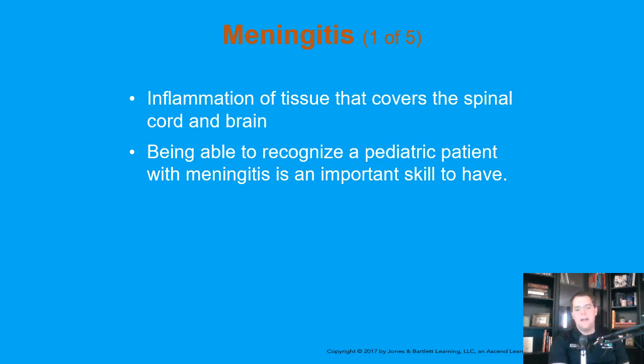Meningitis is an infection of the meninges, the tissue that covers your spinal cord and brain. It can be caused by fungal meningitis. It can be caused by bacterial or viral meningitis. Meningitis is something that in the correct form can kill someone very quickly. Sometimes as short as an hour from the time of symptom onset to death has been recorded, especially in bacterial meningitis.